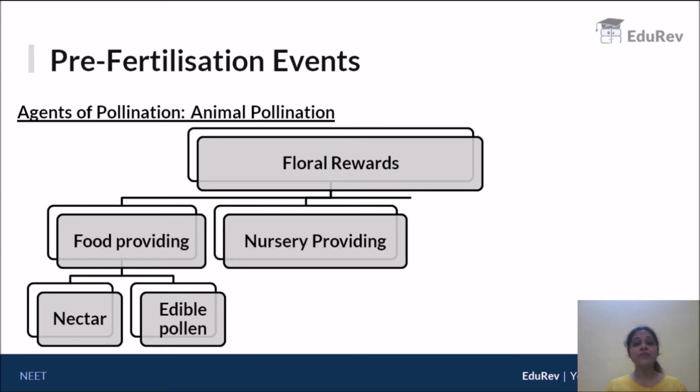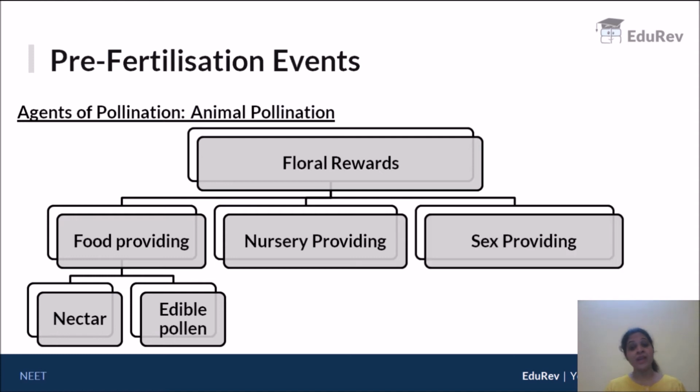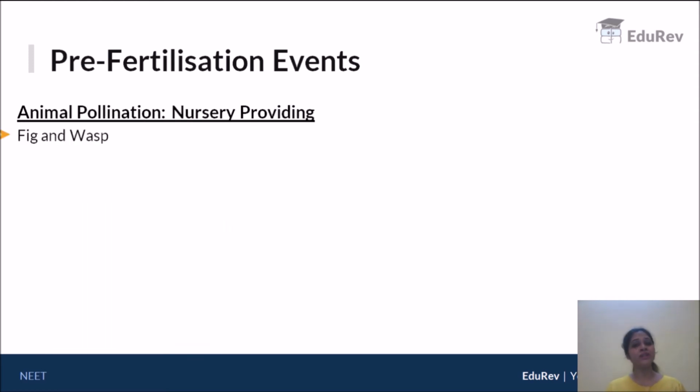Floral reward in terms of nursery providing implies that the flower provides a place of nursery for the young ones of the animal. And the next, sex providing. We will try to understand these two concepts. Starting with nursery providing, the example that we're going to take is the case of fig and wasp. Fig and wasp have a mutualistic, symbiotic relationship between them.